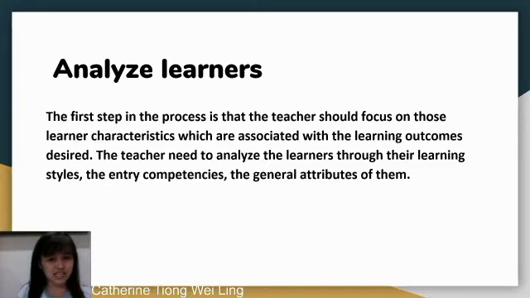The first process is analyze learners, and in this first step of the process, the teacher needs to focus on those learners' characteristics which are associated with the learning outcomes desired. And the teacher can analyze the learners through their learning styles like auditory and visual, and also the entry competency, which is their prior knowledge of their studies, the skills, and also their attitudes about the topics they need to learn. And also the teacher can analyze the general attributes of the learners, which includes their age and gender.